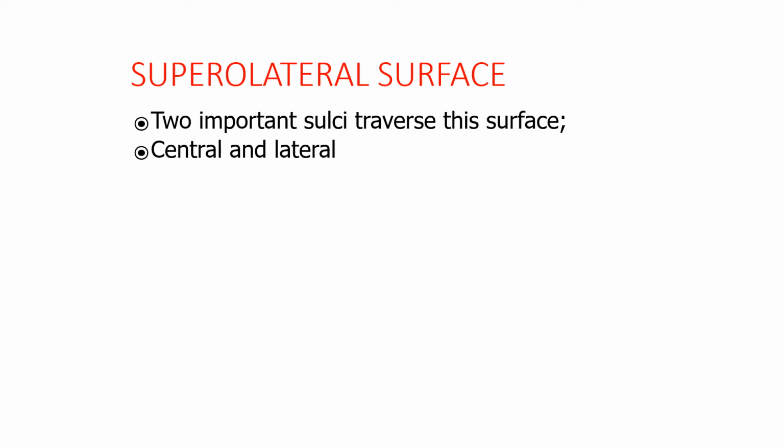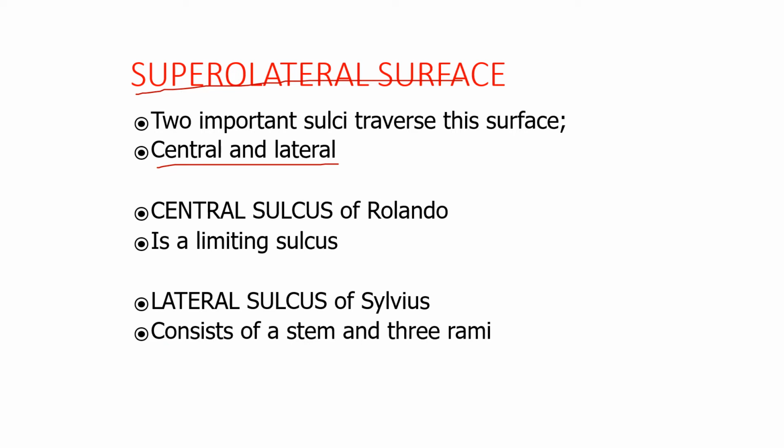Two important sulci traverse this surface. First, in the superolateral surface, students should know the two important sulci, central and lateral. Central sulcus has the other name Rolandic sulcus or Rolandic fissure. We have learnt already, it is a limiting type of sulcus. Lateral sulcus, other name Sylvian sulcus or Sylvian fissure. This consists of a stem and three rami.